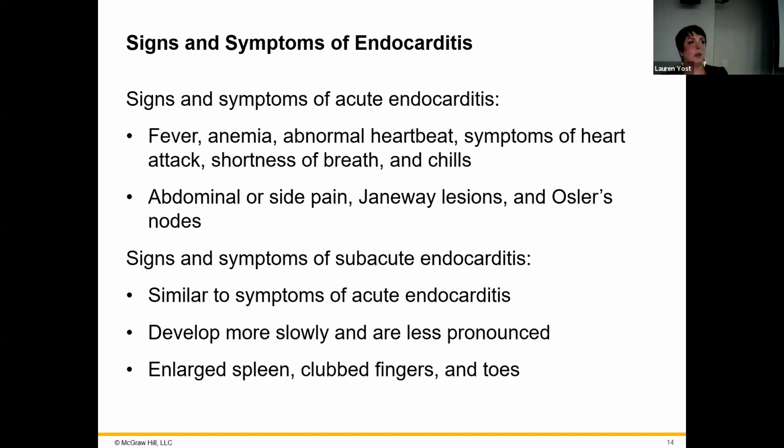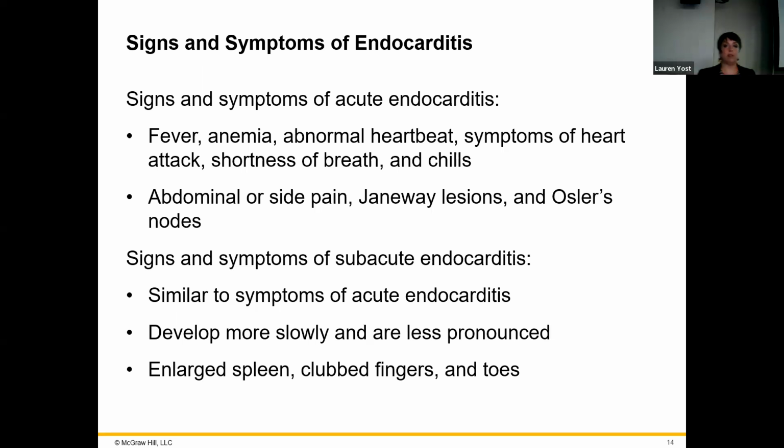So I want to be very clear about this too. Having clubbed fingers and toes is not a natural thing, it's not a genetic thing. You should not have clubbed fingers or toes, and neither should any of your loved ones, even if they've had them their whole life. It's not a genetic thing.